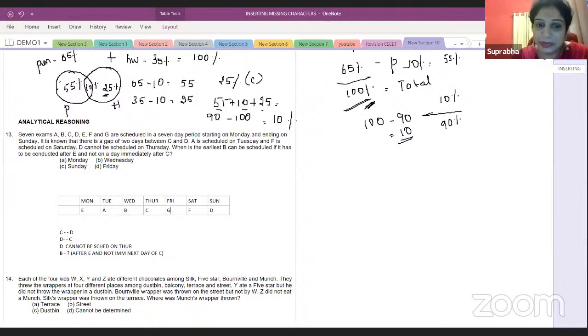Yes, is this clear? Don't go to the question, don't answer. Is this clear? Why did I put it? So simple thing, what you have to do is try the immediate slot. And obviously when you try putting the subjects, you have to make sure that you satisfy the conditions also. So as per my question, when is the earliest B can be scheduled? It can be scheduled on Wednesday. Yes, so the answer is B.